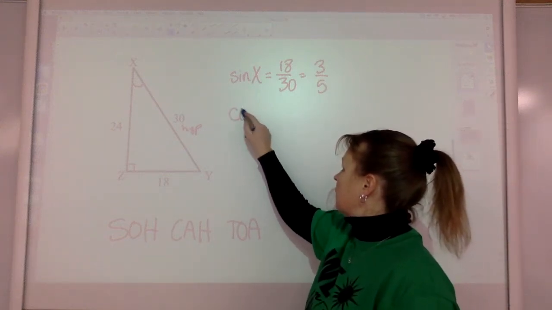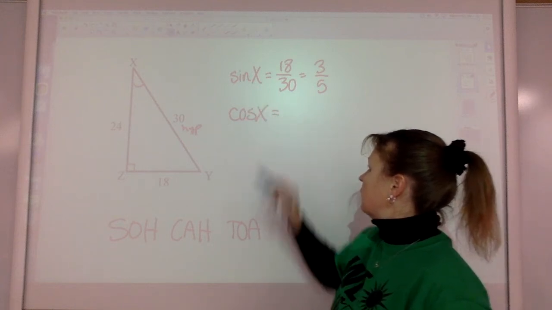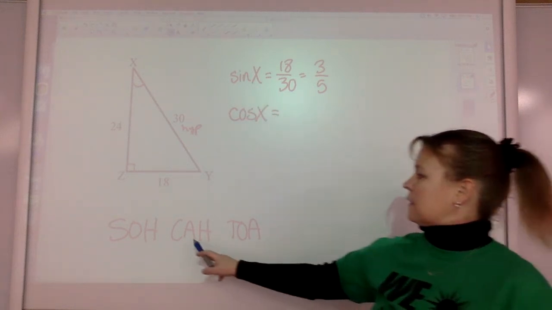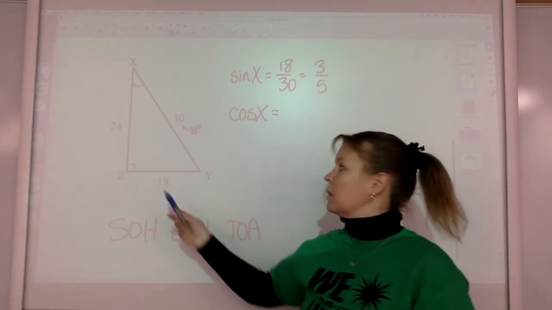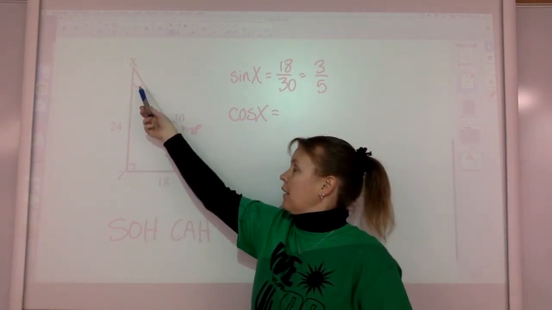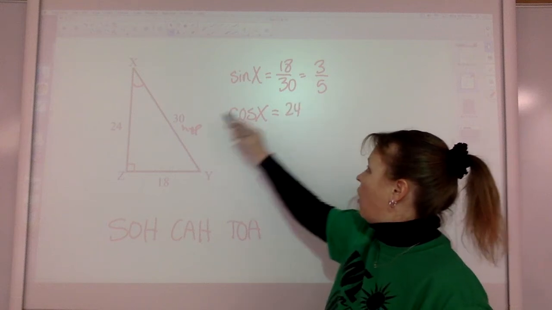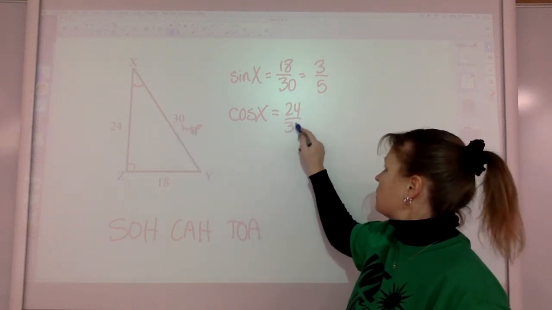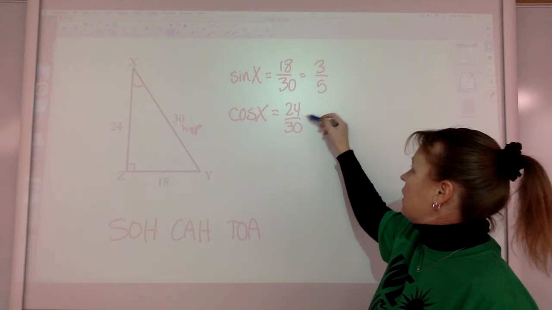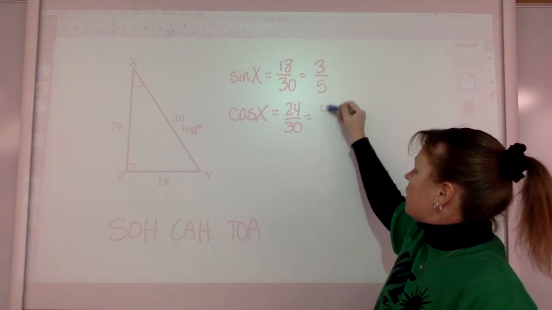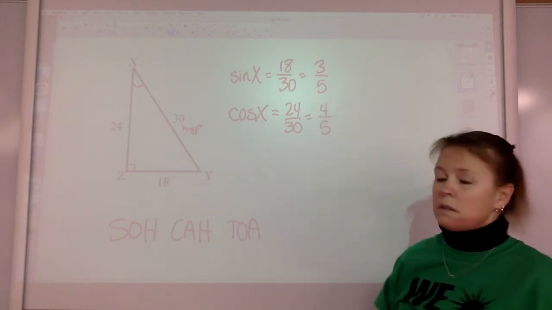The cosine of x is the adjacent side over the hypotenuse. Cosine of x, adjacent side, or the side next to it, over the hypotenuse. 24 over 30, yes, you're going to reduce it. They're both divisible by 6 again to 4/5.